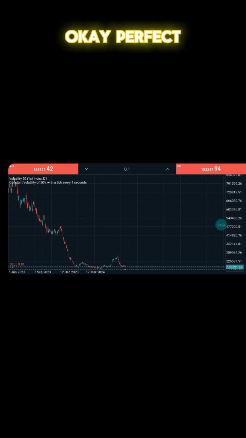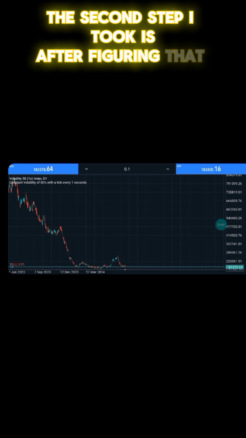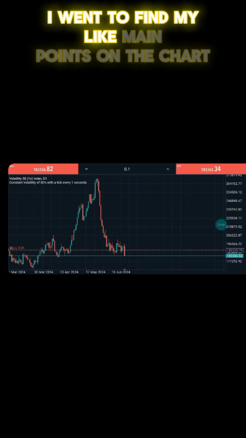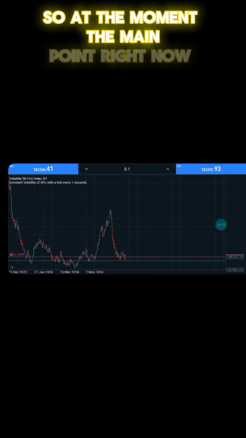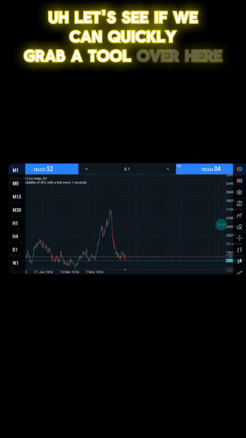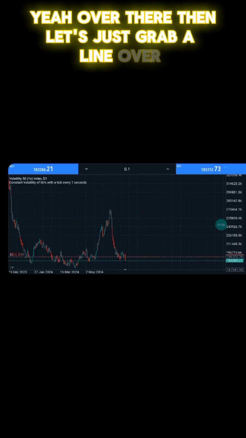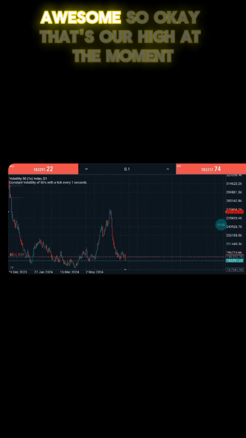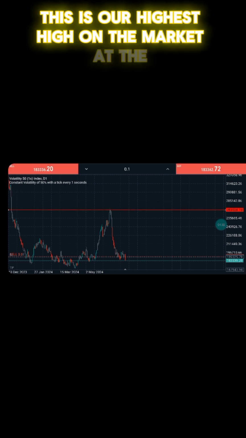Okay, perfect. After that, the second step I took, after figuring that out, was to find my main points on the chart. So at the moment, let's see if we can quickly grab a tool over here. Actually, over there. Then let's grab a line over there. Awesome. So okay, that's our high at the moment. This is our highest high on the market at the moment.